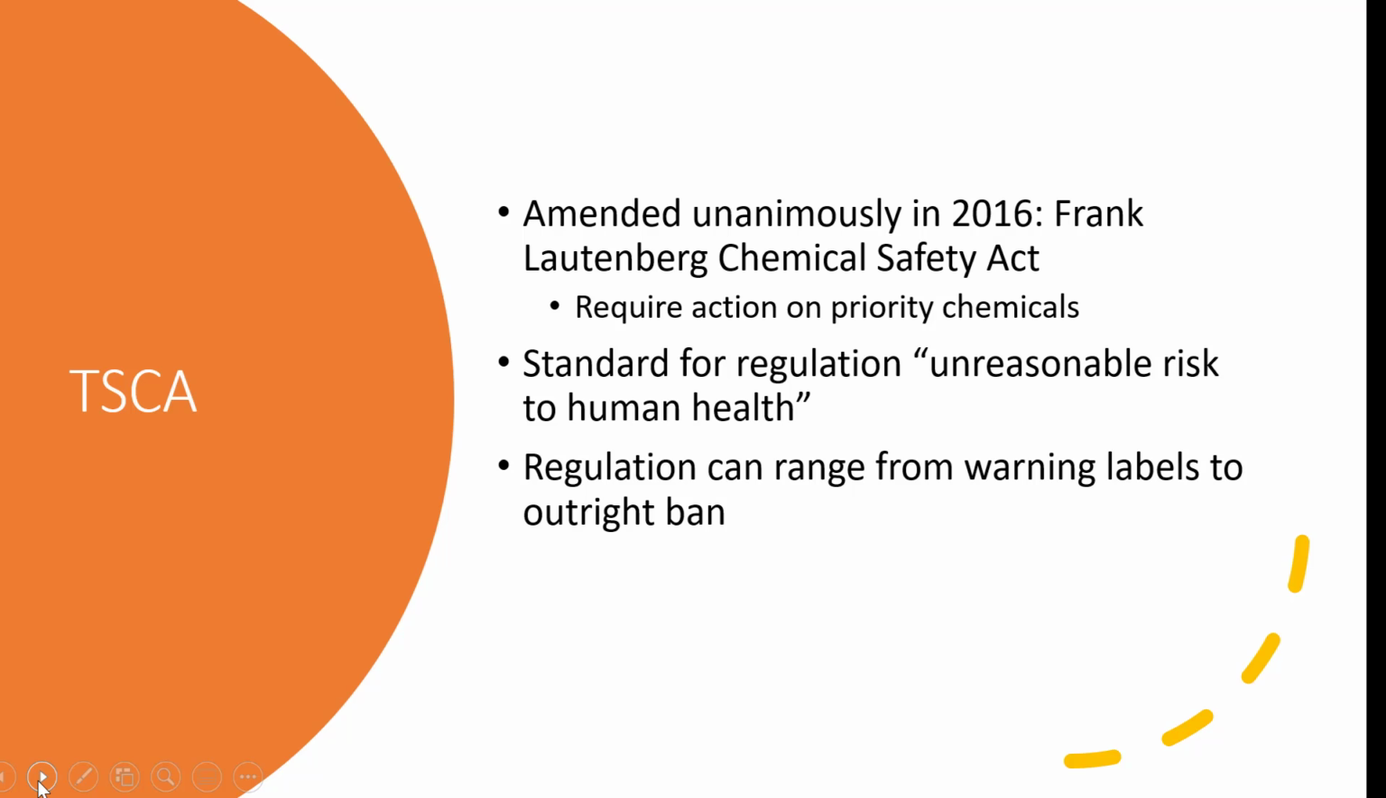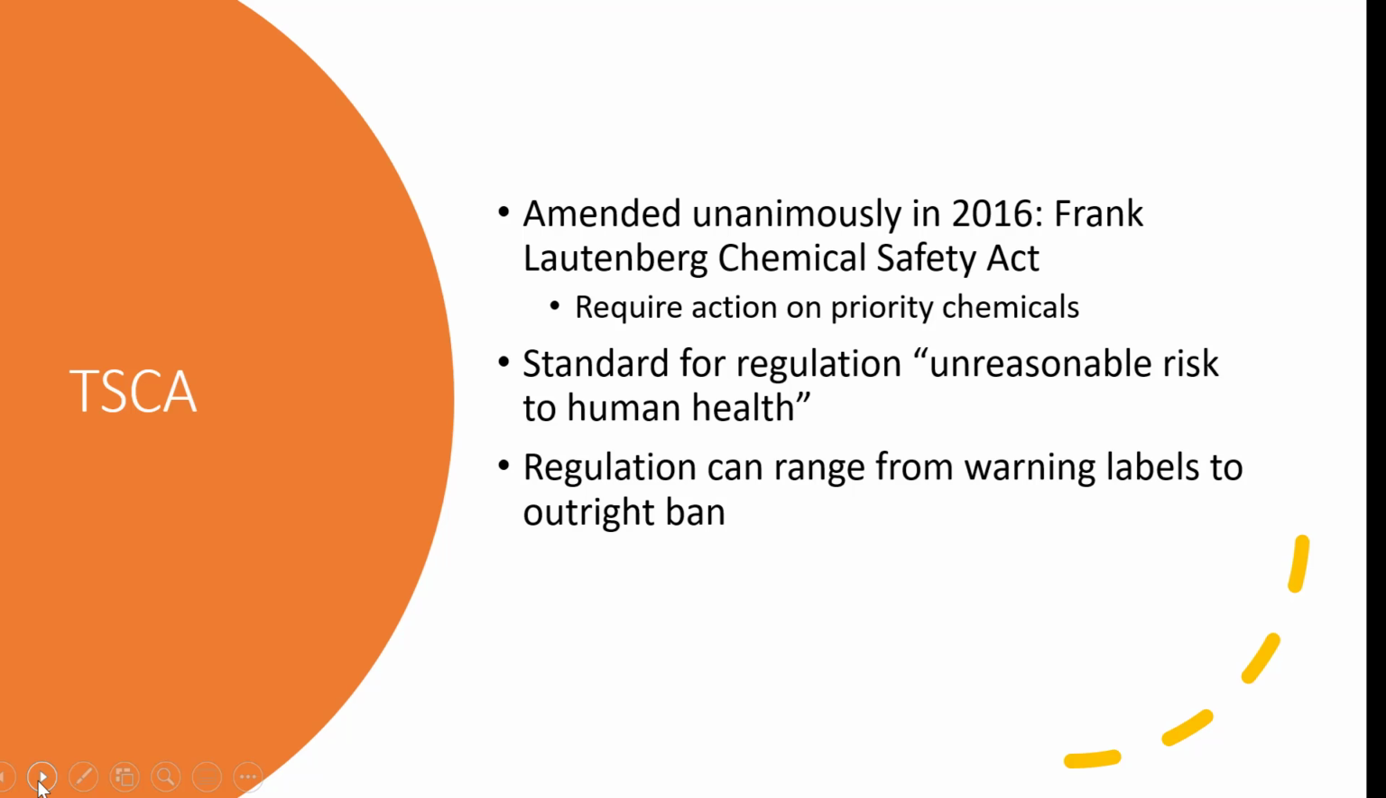And notice the difference from the Clean Air Act. Right? The Clean Air Act set the standard for the background air quality, the ambient air, at a level that was requisite to protect human health with an adequate margin of safety. Here for TSCA, the standard for when EPA can regulate a chemical is that it must find that the chemical poses an unreasonable risk to human health.